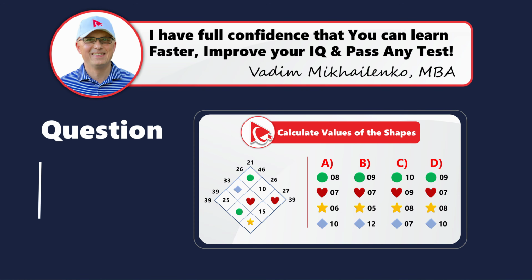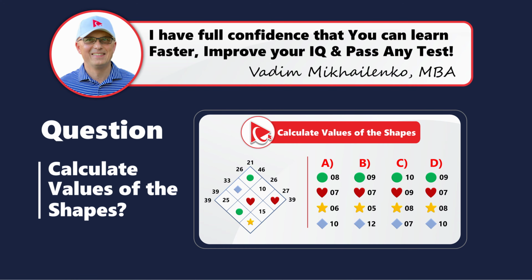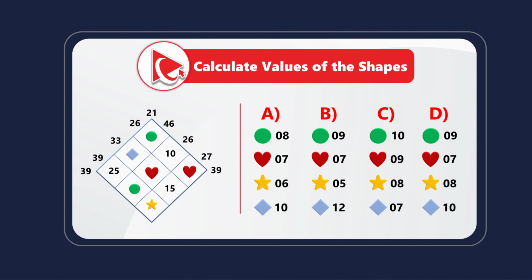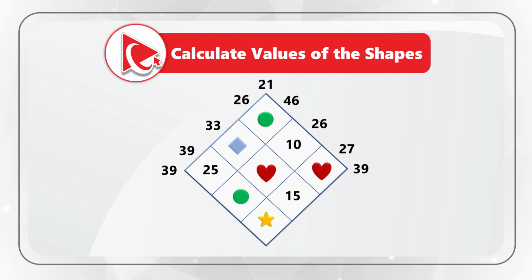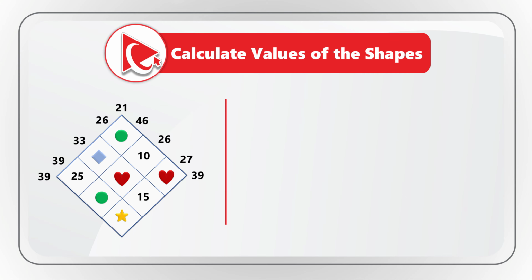And now I have a surprise question for you to practice your skills. You're presented with a 3x3 diamond that contains shapes inside as well as numbers. There are also numbers on the outside. Starting with 9 o'clock, the numbers are 39, 39, 33, 26, 21, 46, 26, 27, and 39. You need to calculate values of the shapes, and you have 4 possible choices.